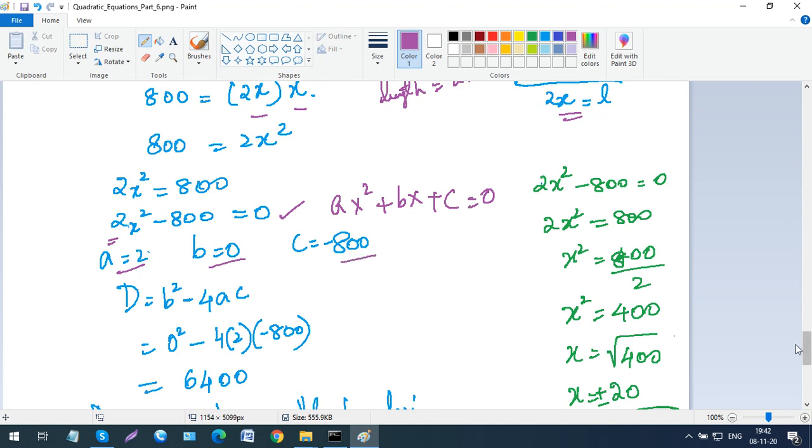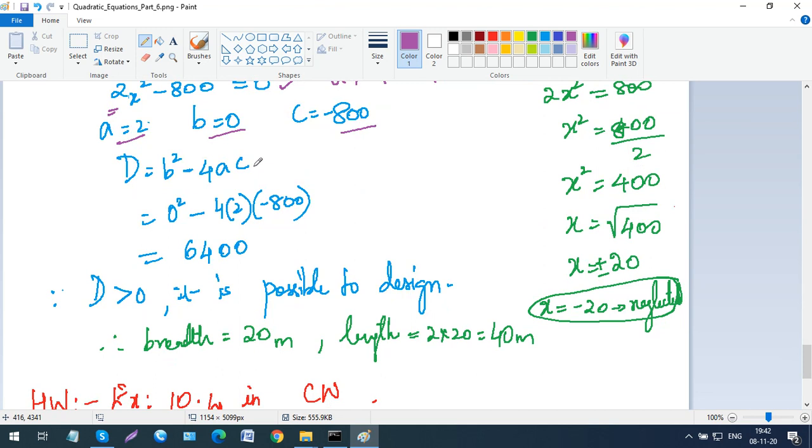Now let me find the D first. D is b square minus 4ac. So 0 square minus 4 into 2 into minus 800. I have just substituted the a, b and c. So that gives you 4 2s are 8, 8 8s are 64. I have multiplied the numbers and then there are 2 zeros. I have added these 2 zeros. And this is a minus and a minus, so it becomes plus.